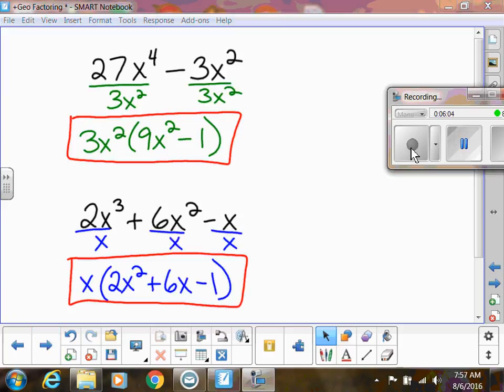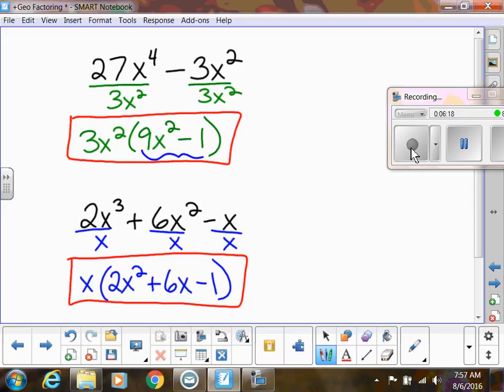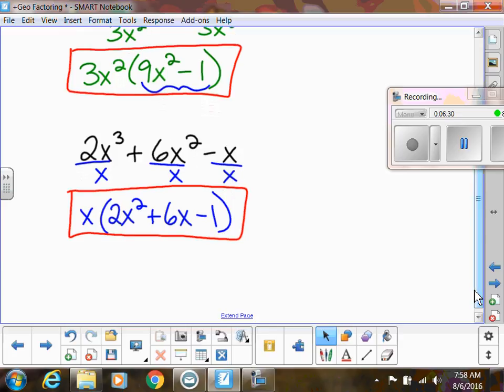So in this first one, I have boxed in my answer. I divided each term by 3x squared. And so you see my 3x squared in front, and then 9x squared minus 1 in the middle. Also, this is still factorable. And again, like I said, I'll get to that in another video, but for now, we're just worried about getting it into this form.